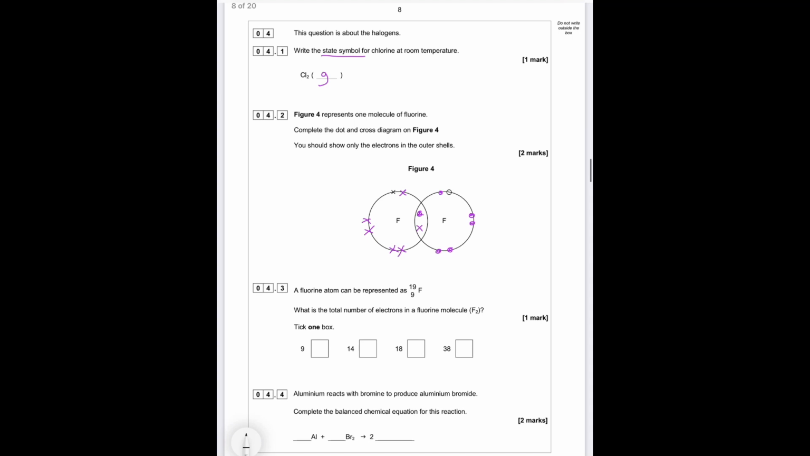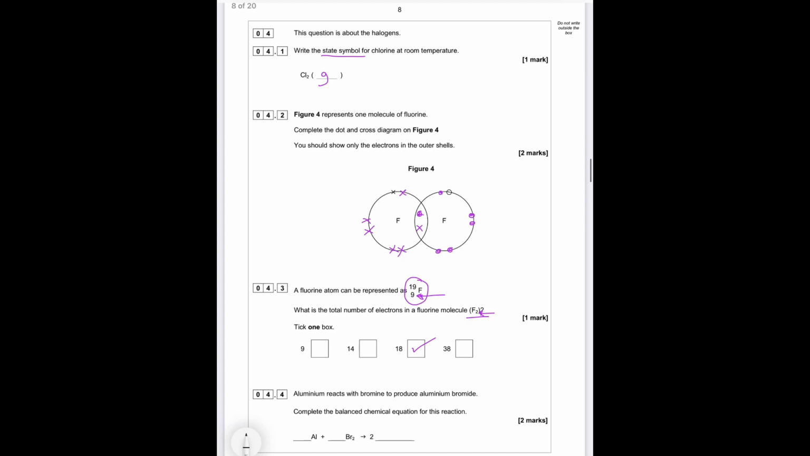Now, for the next question, it says a fluorine atom can be represented like this. What is the total number of electrons in a fluorine molecule? So, if we know that one atom of fluorine has 9 protons, so it has 9 electrons, if we have 2 fluorine atoms in our molecule, that's going to be 9 times 2, so that would be 18.